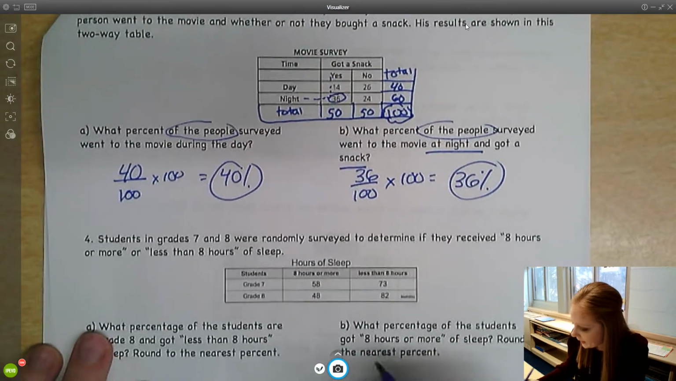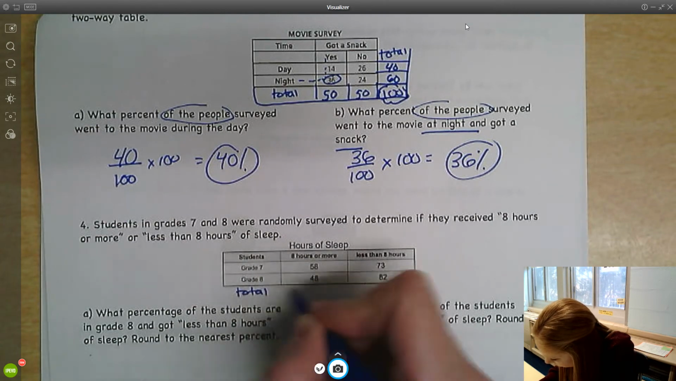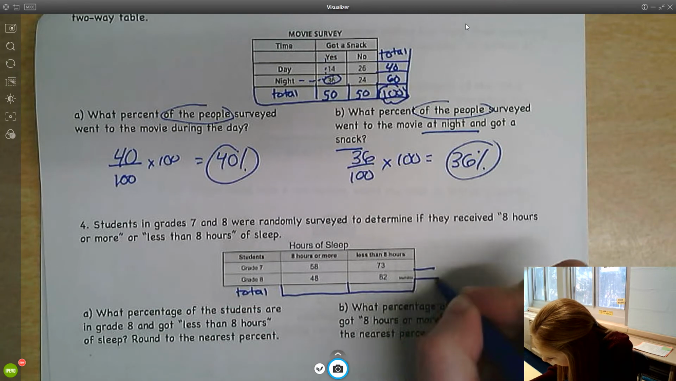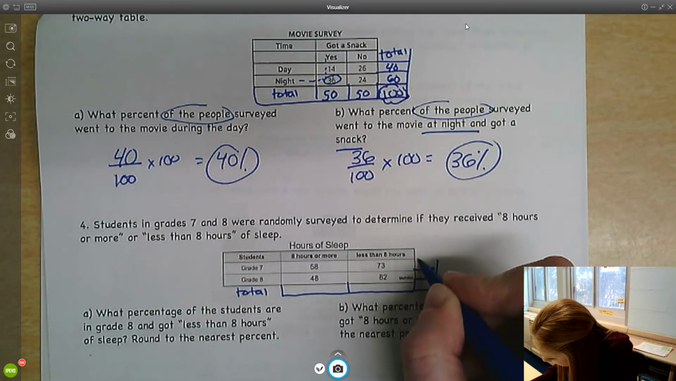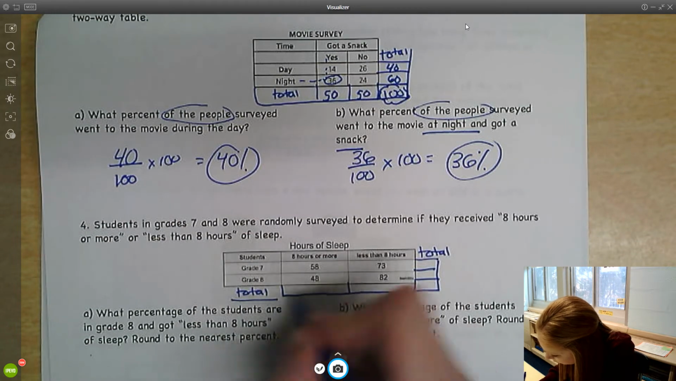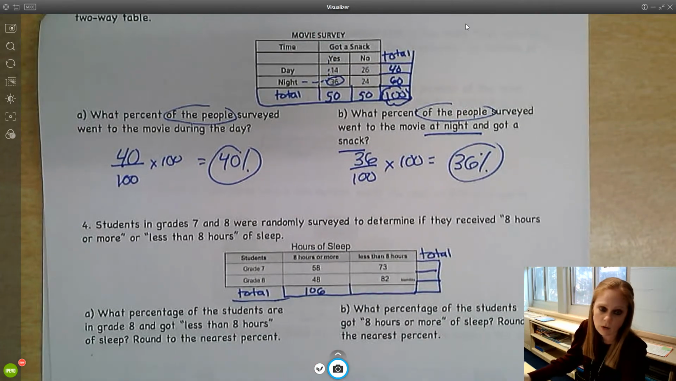All right, now we have hours of sleep. So again, we're going to put in our totals. Okay, the total number of people who got 8 hours or more, well, we're going to add this together, and that will be 106 students said 8 hours or more sleep.